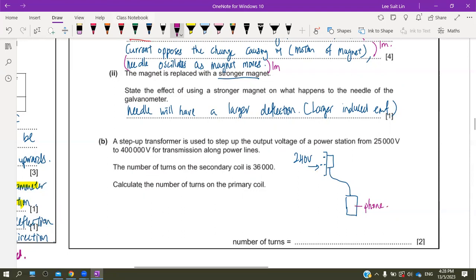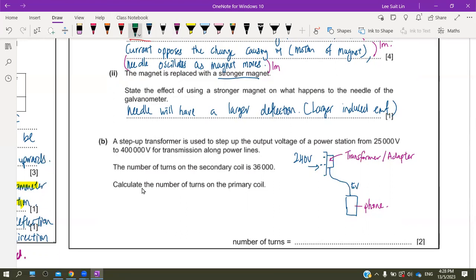So I cannot put 240 volt. Most of the time, the phone is only charged with 5 volt. So how did 240 volt input become 5 volt output? We use this device called a transformer. But most of the time, people like to call it an adapter. Okay, but don't worry, this one we use ratio.